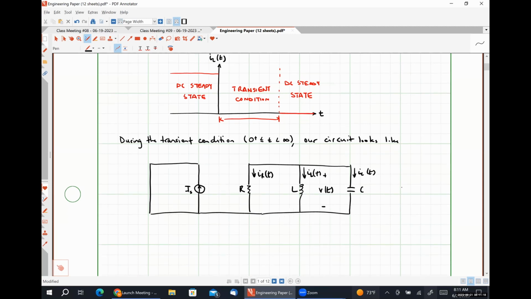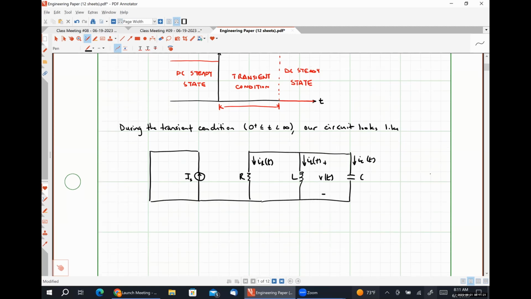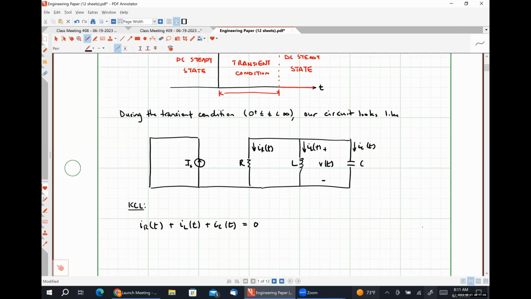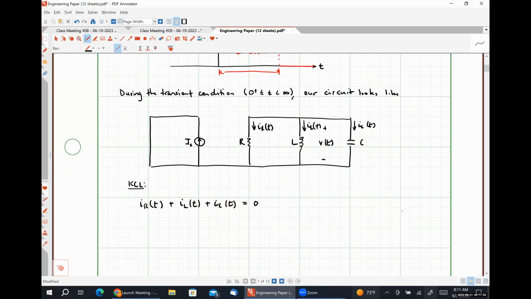And we can write a Kirchhoff's current law equation at that top right node, which simply states that IR plus IL plus IC will be equal to 0. Since my resistor, my inductor, and my capacitor are all in parallel, they all share the same voltage drop across them, and I can express all three of those currents in terms of that common voltage, right?